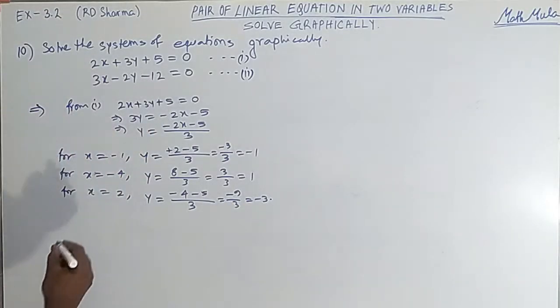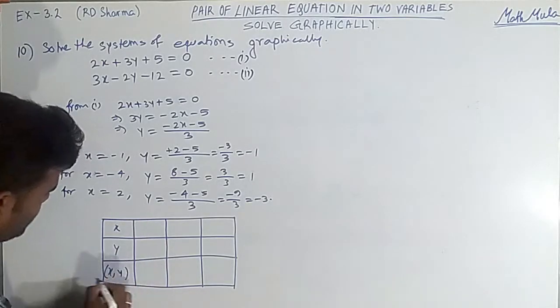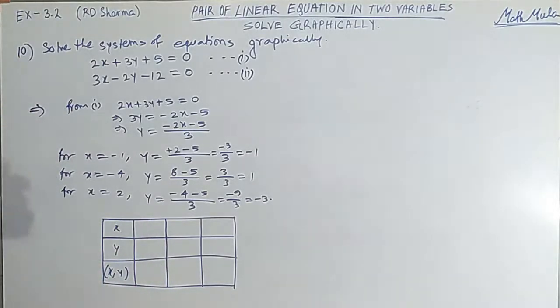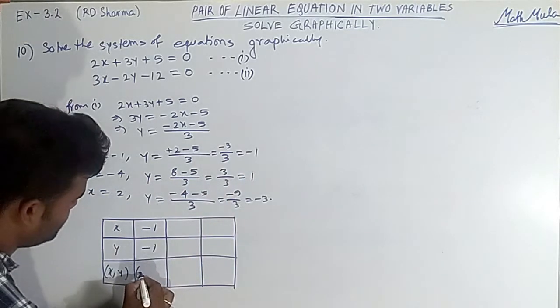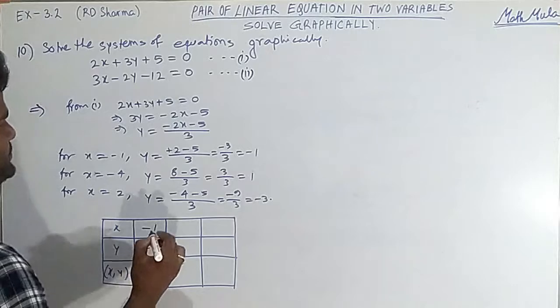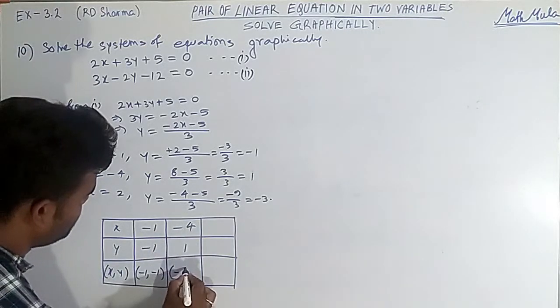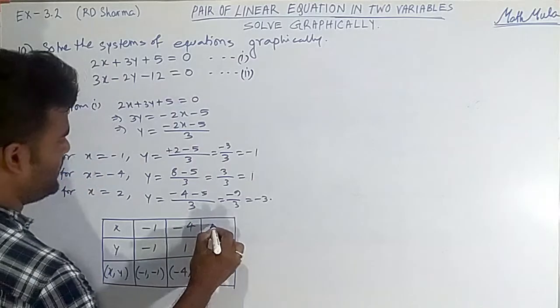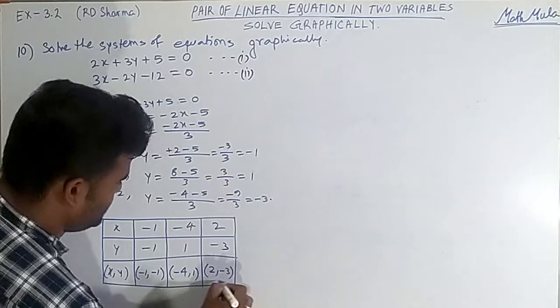Then we get a table. This is x, y, and this is x comma y, the coordinate of this point. Now for x equals minus 1, we get y equals minus 1 and the coordinate will be minus 1 comma minus 1. And x equals minus 4, we get y equals 1 and that is minus 4 comma 1. And for x equals 2, y equals minus 3, that is 2 comma minus 3.